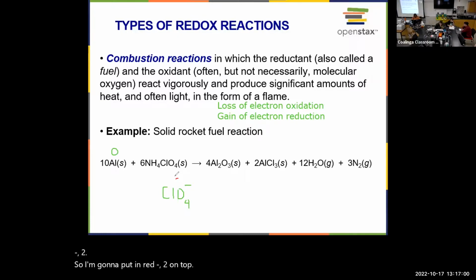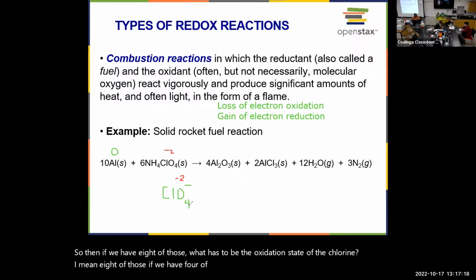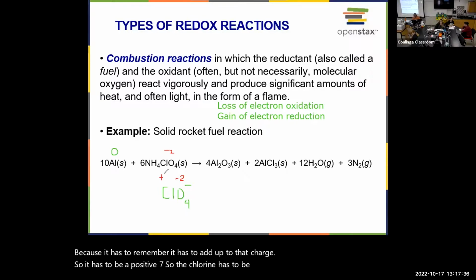We'll put it up here on our main equation. So then if we have 4 of those oxygens, what has to be the oxidation state of the chlorine? Positive 8? No, because remember, it has to add up to that charge. Positive 7. So chlorine has to be a plus 7 oxidation state.